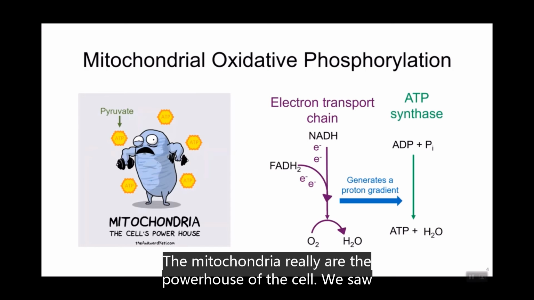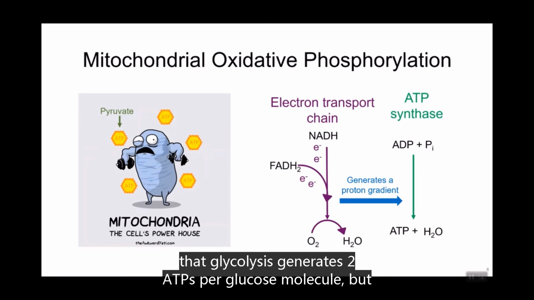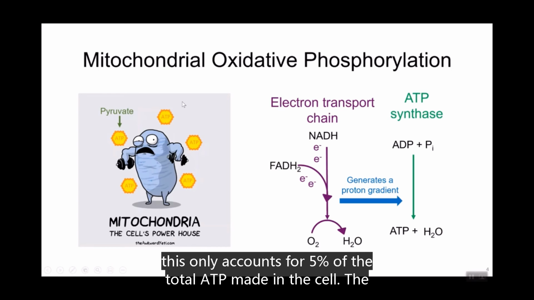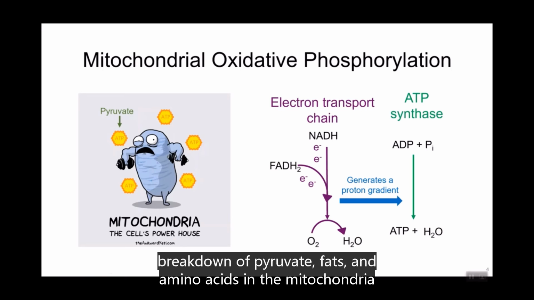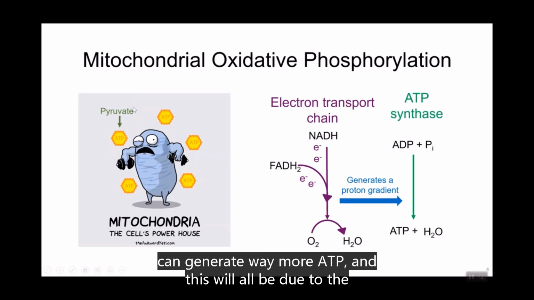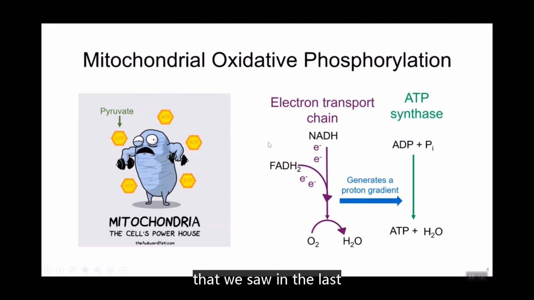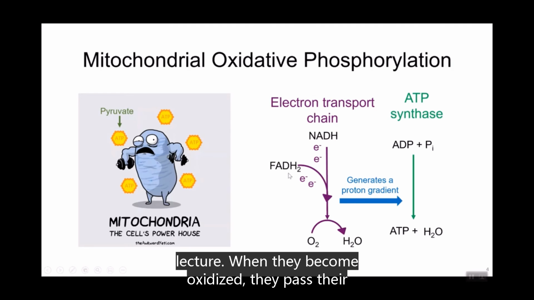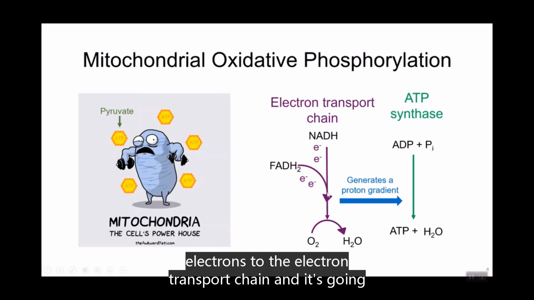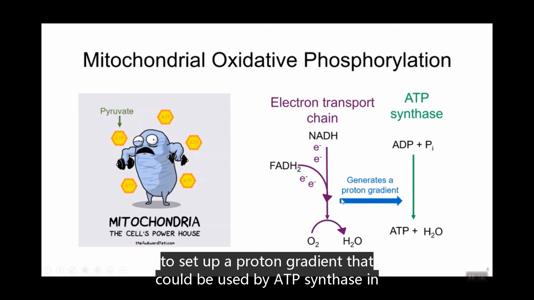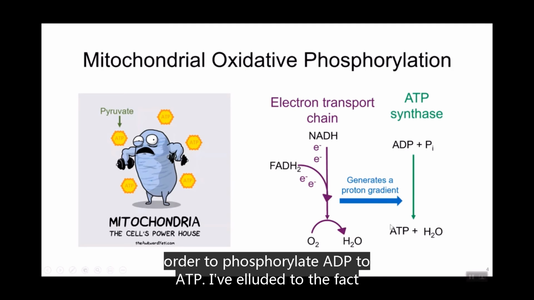The mitochondria really are the powerhouse of the cell. We saw that glycolysis generates 2 ATPs per glucose molecule, but this only accounts for 5% of the total ATP made in the cell. The breakdown of pyruvate, fats, and amino acids in the mitochondria can generate way more ATP. And this will all be due to the production of those reduced electron carriers, NADH and FADH2, that we saw in the last lecture. When they become oxidized, they pass their electrons to the electron transport chain, and it's going to set up a proton gradient that can be used by ATP synthase in order to phosphorylate ADP to ATP.